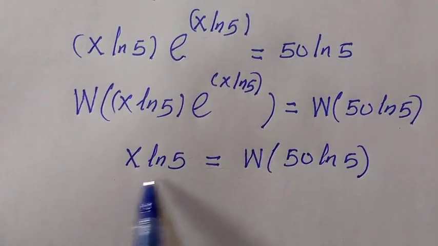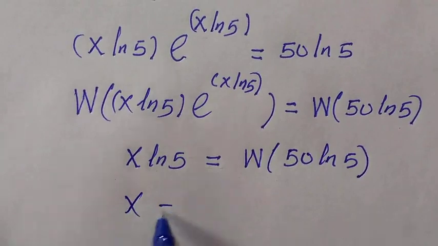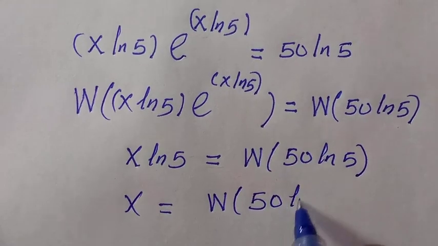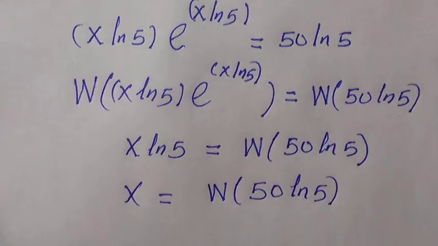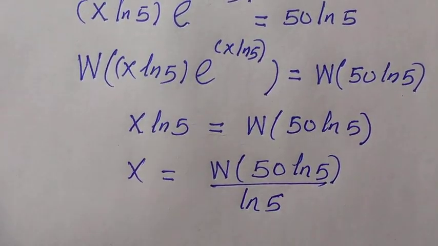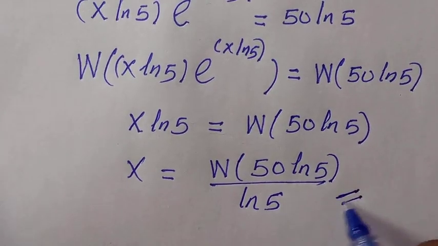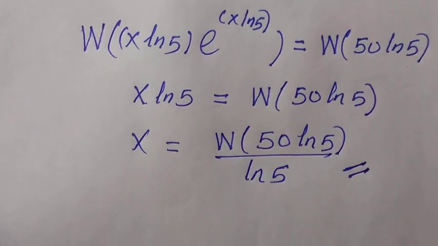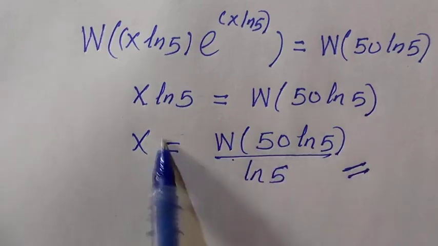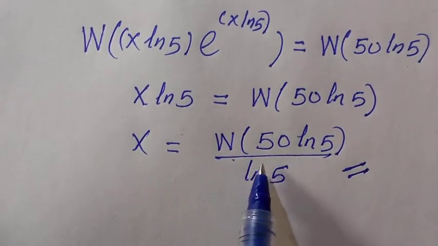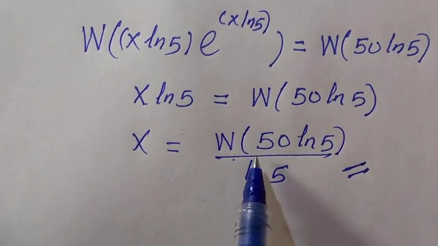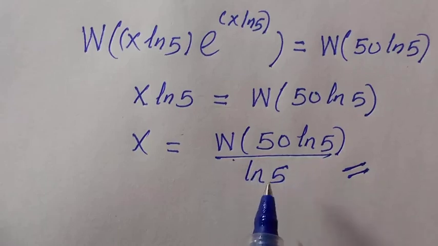So by dividing both sides by ln 5, here is x equals omega of 50 ln 5 divided by ln 5. So this gives the answer, but wait. We have not gotten the numerical value for this. By plugging this into Wolfram Alpha, we are going to get the value of x, which equals 2. But how can we do it by ourselves?